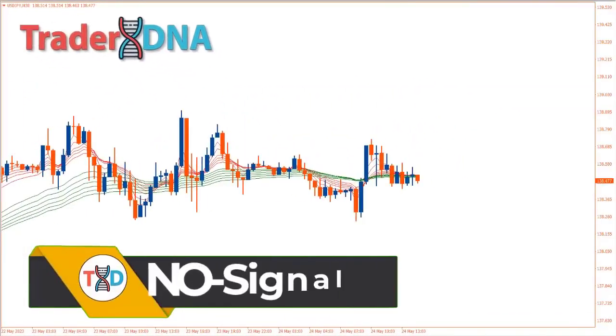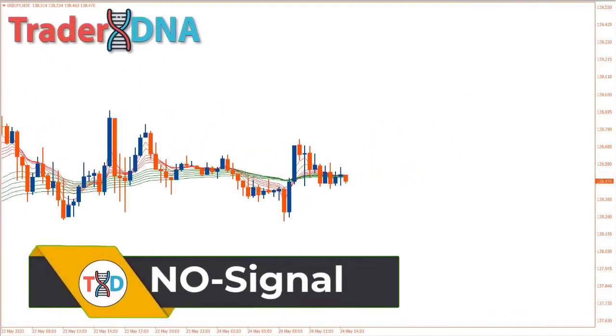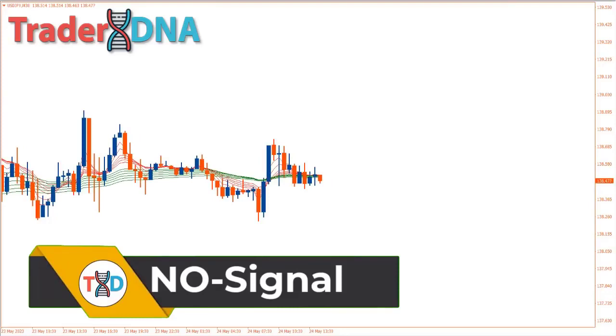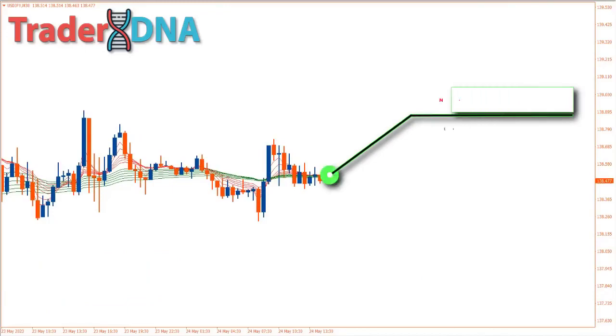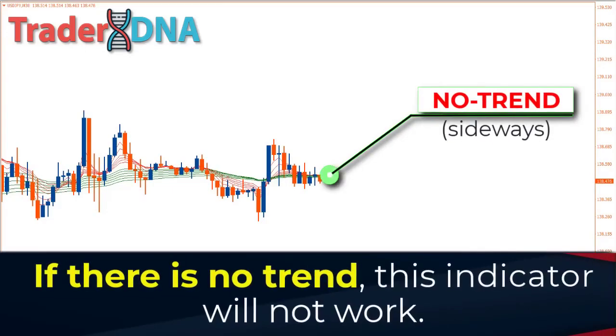No signal. The buy and sell signals above should be avoided when the price and the EMAs are moving sideways. Following a consolidation period, wait for a crossover and separation. If there is no trend, this indicator will not work.